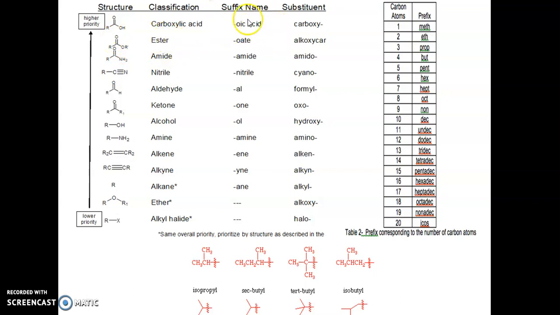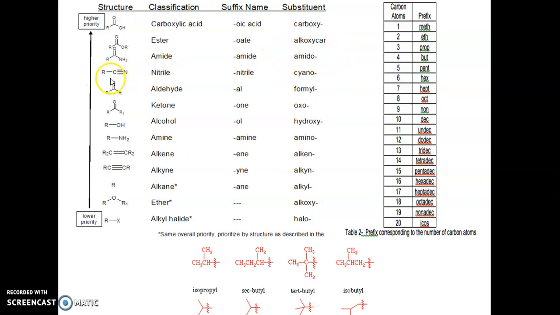So in case of ester, the suffix used is -oate. When it is present as a substituent, the name alkoxy alkane or alkoxy carbonyl is used. Okay, in case of amide, RC double bond O NH2, it is called the amide functional group. The suffix is amide, but when it acts as a substituent, the term is amido.